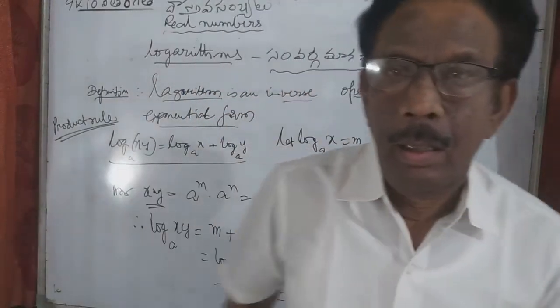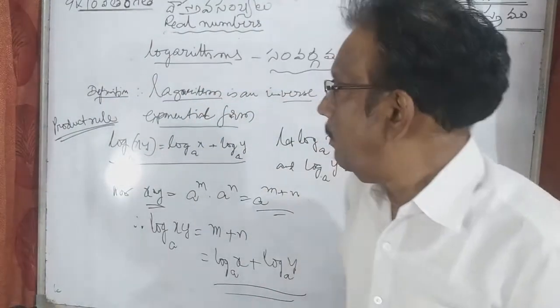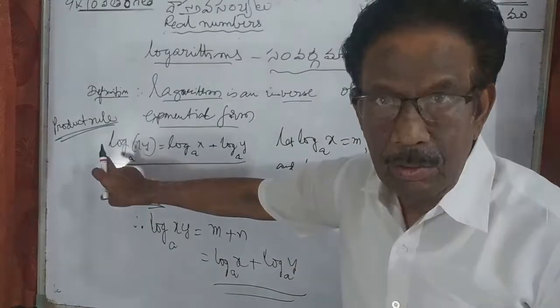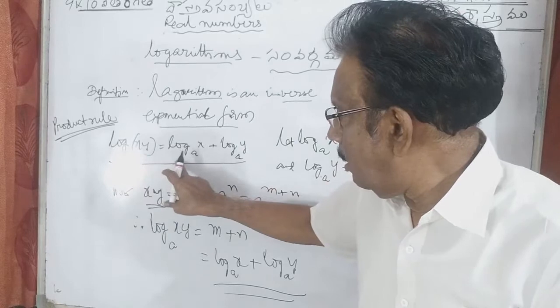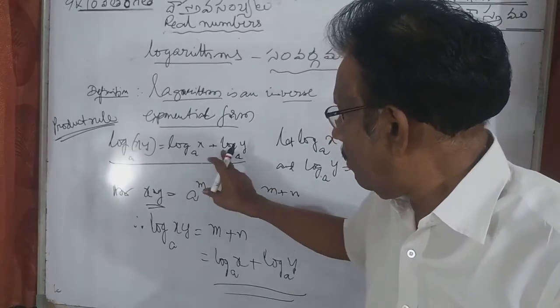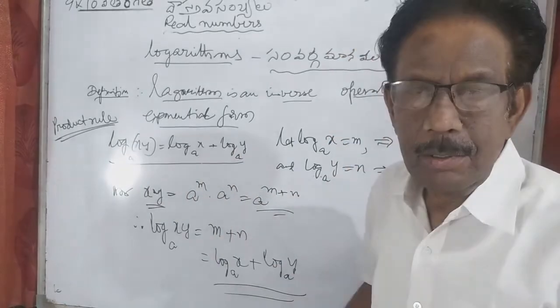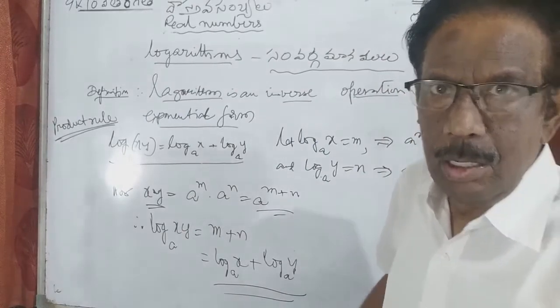Look here. Now I explain the product rule. What is the product rule? Log xy to base a is equal to log x to base a plus log y to base a. How is it? Just a small proof is there. You listen.